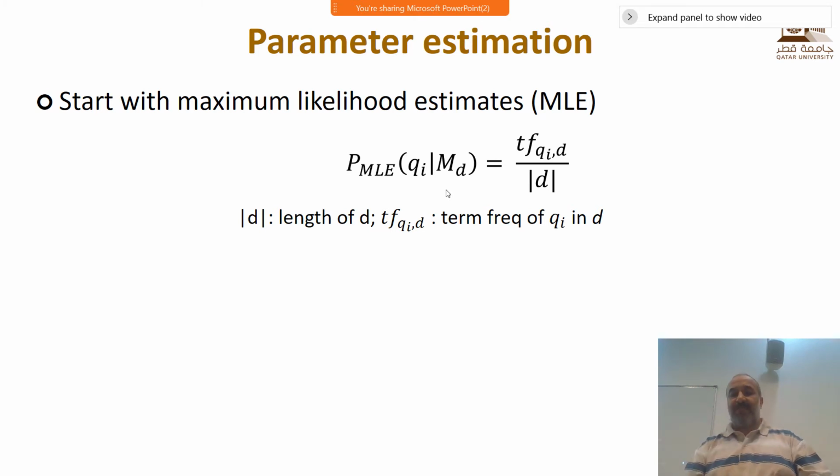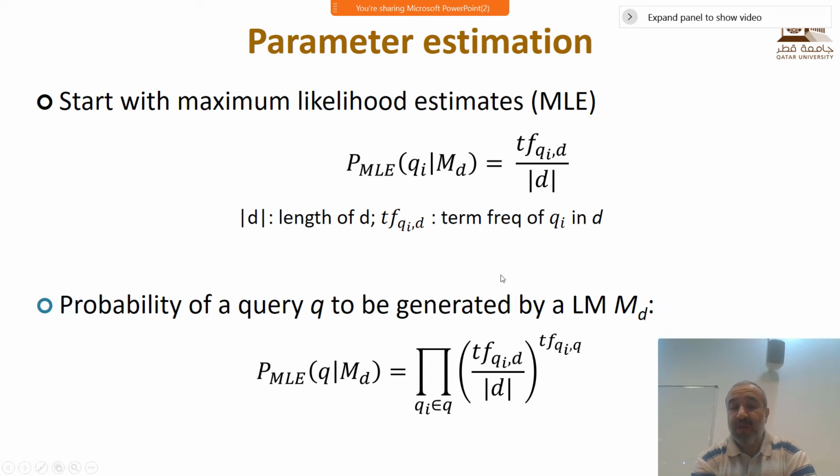Okay. So if we plug this in, now we have the multiplication of the maximum likelihood estimates, which is the term frequency of QI in D divided by the length of the document. And why do we have this exponent? That's if the query term appeared more than once. Okay. That's now the maximum likelihood estimate of the query given the model.